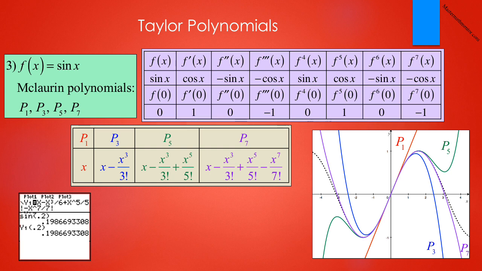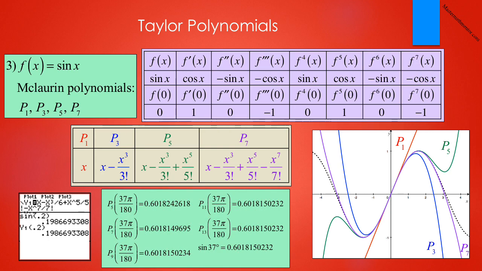If we put in the function y1 equals the 7th McLaurin polynomial, x minus x cubed over 6 plus x to the fifth over 5 factorial minus x to the 7th over 7 factorial. By the way, factorial is located in the math probability menu. You will find that if you took the value of sine of 0.2, where 0.2 was in radians, you would get the value 0.19866933308. And finding y1 of 0.2 would give you exactly the same thing.